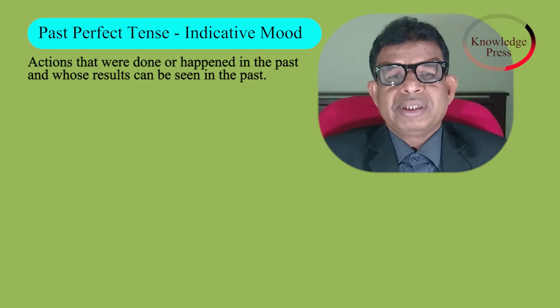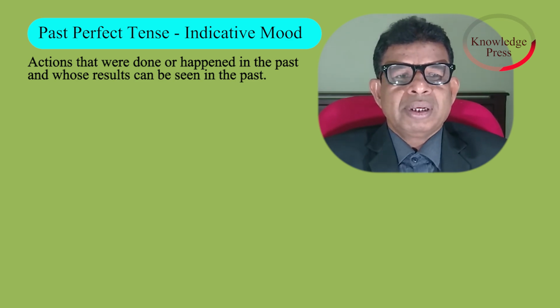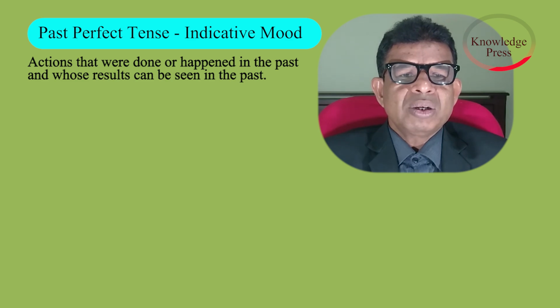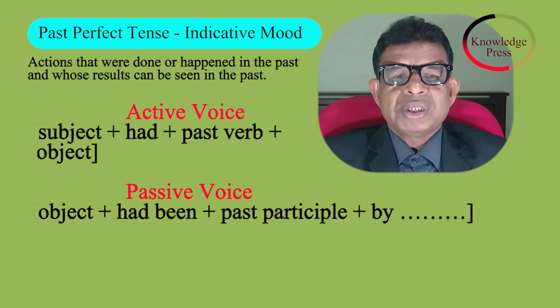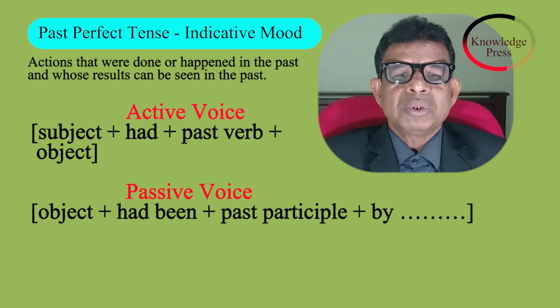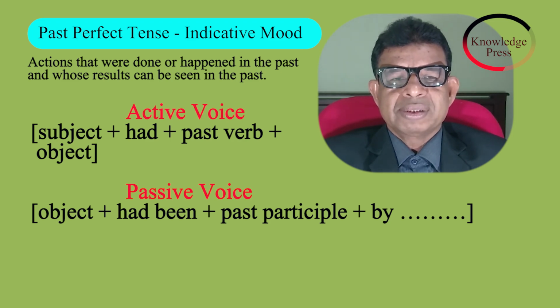Past perfect tense, indicative mode. Actions that were done or happened in the past and whose result can be seen in the past. Now see the format of how to make sentences.